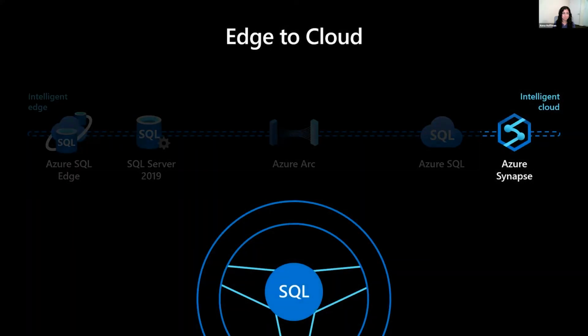Now, if we go back to our journey, we were looking at SQL from edge to cloud. We looked at Azure SQL Edge. We looked at SQL Server 2019. We looked at this hybrid space of innovation in Azure Arc, and we looked at Azure SQL. Now, Azure Synapse is the last item that I wanted to talk about, as it is the first and only analytics system to have run all the TPC-H queries at a petabyte scale. When I heard that, I had to read it again and go ask someone about it because I wasn't sure if that was actually a thing, and it is.